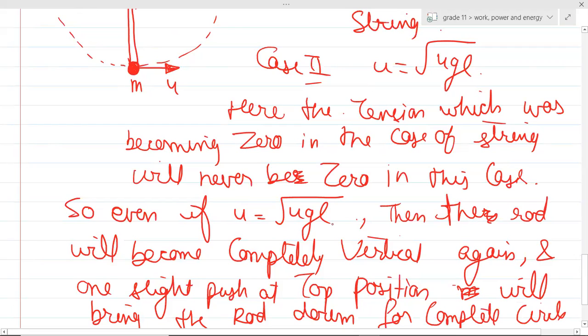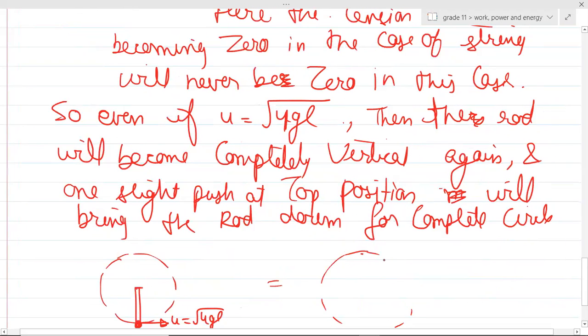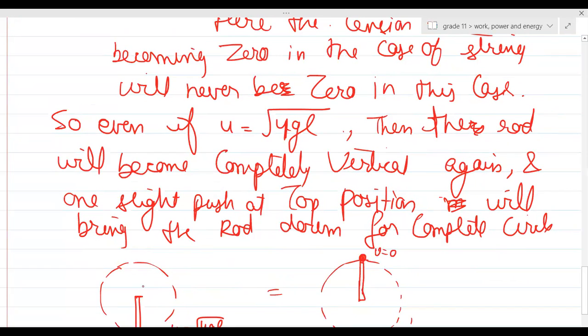So when the velocity is under root of 4gl, please write this thing. I'll draw this case. Suppose this is the vertical circle, this is the rod, and you have thrown it with a velocity of under root of 4gl, then this rod will become like this. And here the velocity will become 0. So are you getting my point, guys?